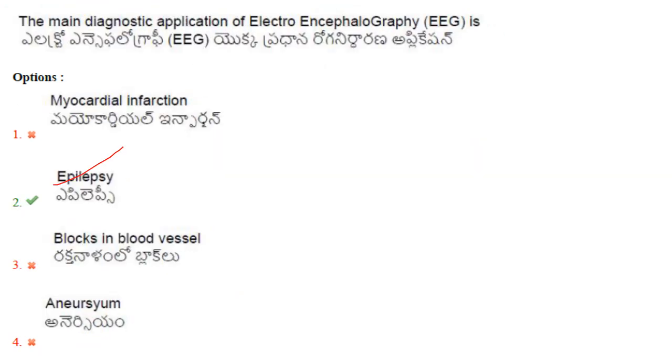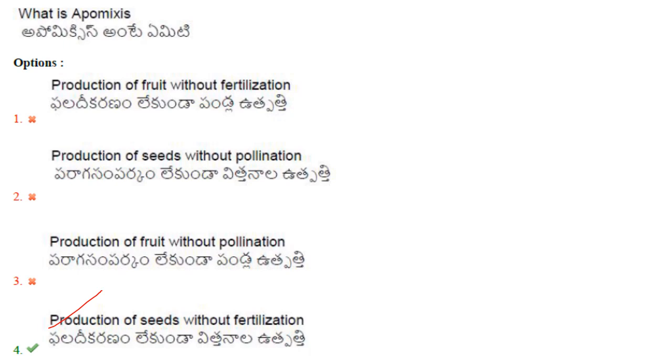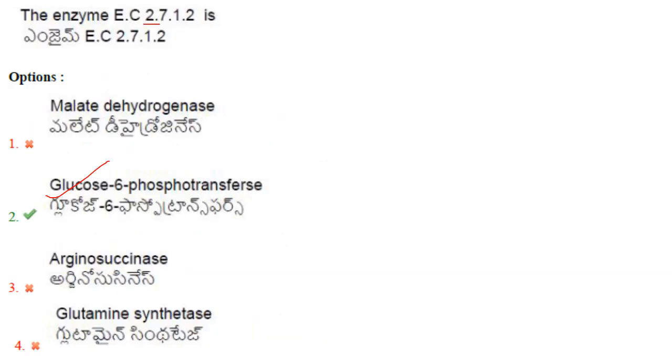The main diagnostic application of electroencephalography is, so it is epilepsy. What is apomixis? So apomixis is an asexual method of reproduction. It is the development of seed or embryo without fertilization. So the answer here is option 4, production of seeds without fertilization.